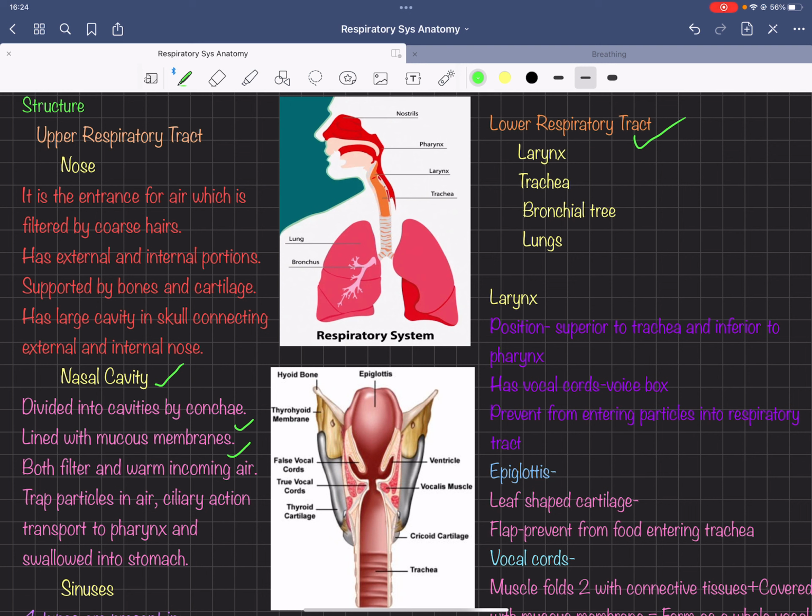Likewise, it also warms the incoming air and humidifies it so that the airway system doesn't get dry. And because of this, the different particles which are inhaled from our environment in the flow of air are swallowed into the stomach when they are transported through the pharynx with the help of the nasal cavity. So in this way, this structure works.